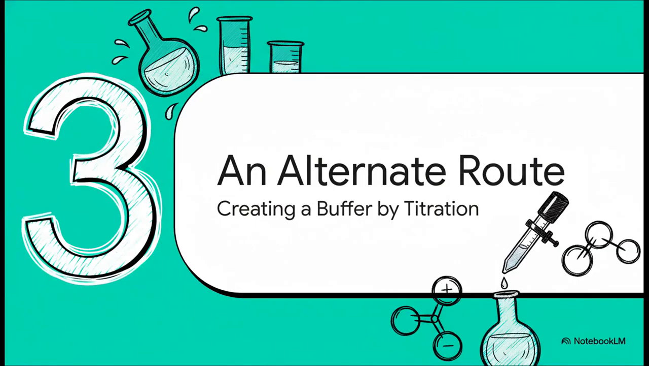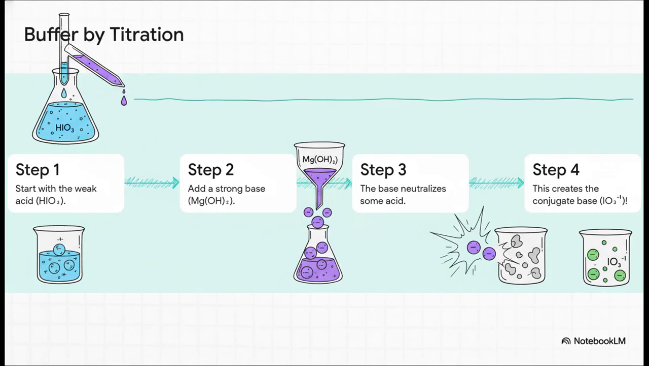But wait a minute. What if you look on your shelf and you don't have that conjugate base salt just lying around? No problem at all. Chemistry has another, kind of more clever way to do this. You can actually make the base you need right there in the beaker. This method is called titration, and here's how it works.